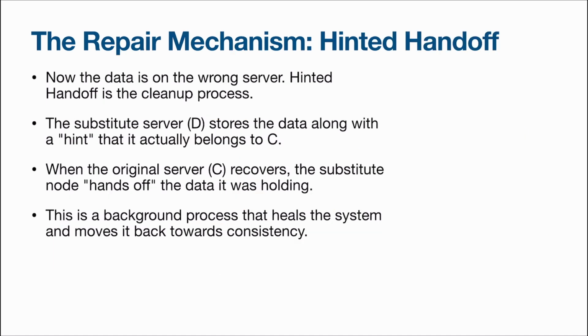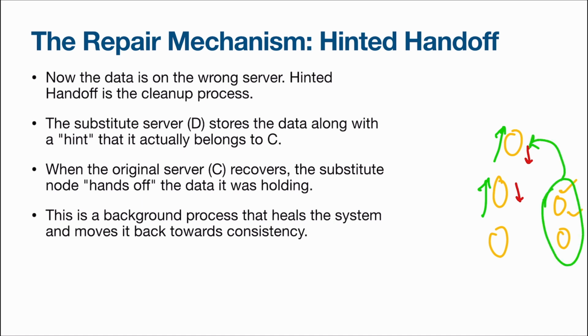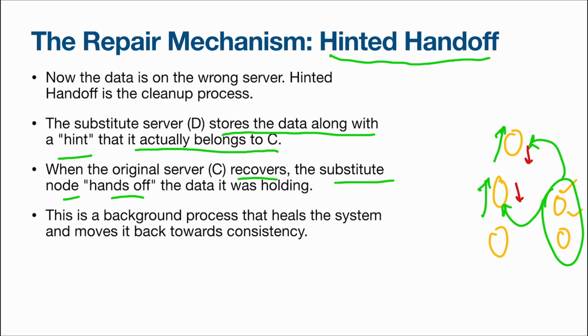Now, of course, this is not the ideal scenario. When 2 of these 3 servers went down, the other 2 servers accepted the writes. Now when the original servers come back up again, there has to be a mechanism where the temporary servers that accepted the writes transfer those writes to the original replicas, and that's what happens in hinted handoff. The substitute server stores the data along with a hint that it actually belongs to the original servers, and when the original server recovers, the substitute node just hands off the data it was holding. This is a background process that heals the system and moves it back towards consistency.